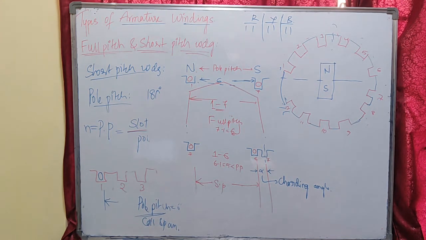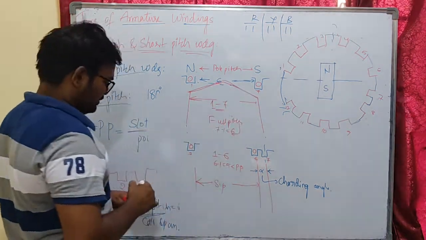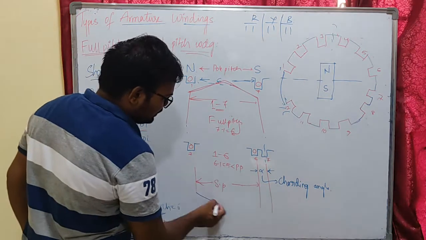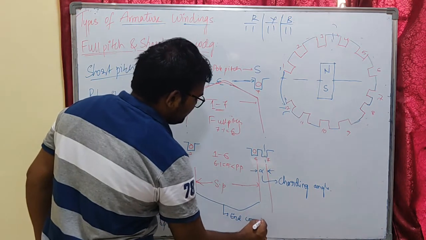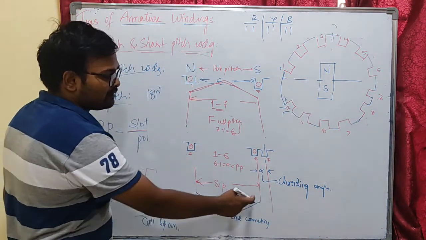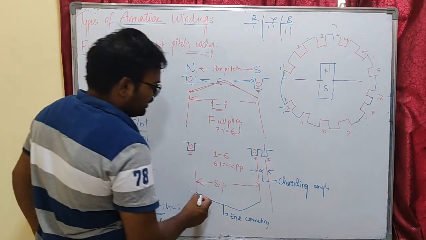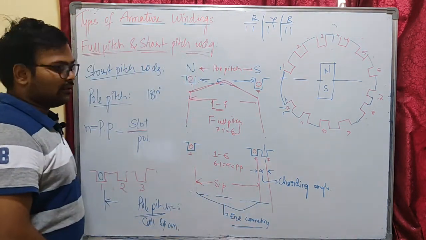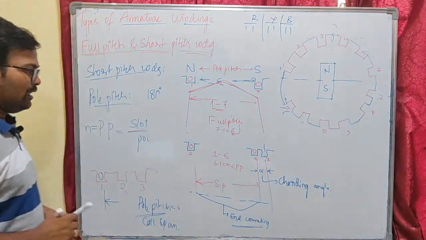In actual practice, short pitch coils are used as they have the following advantages. First, the length required for the end connections of coils is less. Here you can see this is my end connection. If I place it in short pitch winding, the length for the end connections will be less. That means the amount of copper used for end connections will be less compared to full pitch winding. End connections are the inactive length of the conductor. It won't participate in any EMF generation. If you reduce this, that will be useful for the operation of the machine.